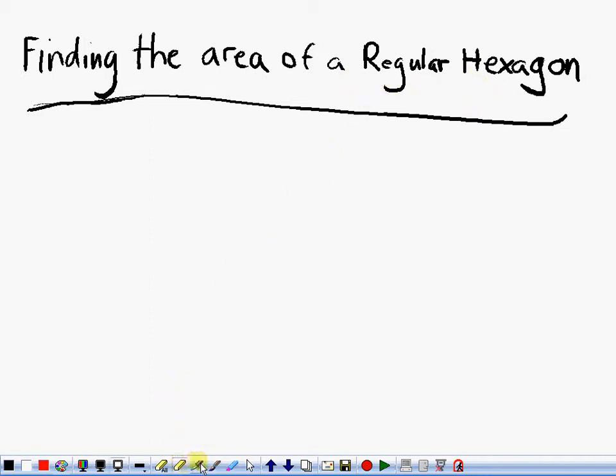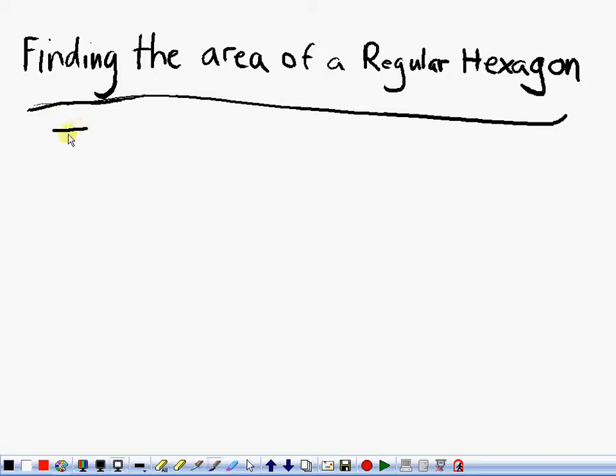The word regular means that the hexagon has congruent sides and congruent interior angles. Excuse me. Congruent means equal, so all the sides of the hexagon are equal and all the interior angles are equal. Okay, so let me draw the hexagon for you.